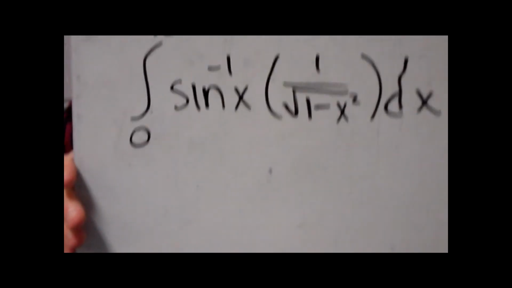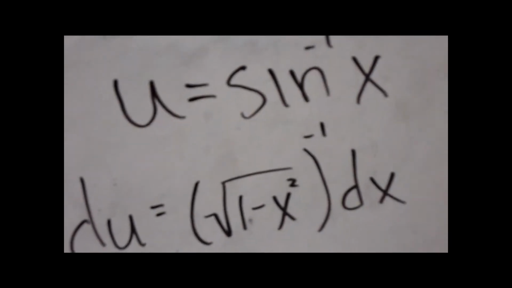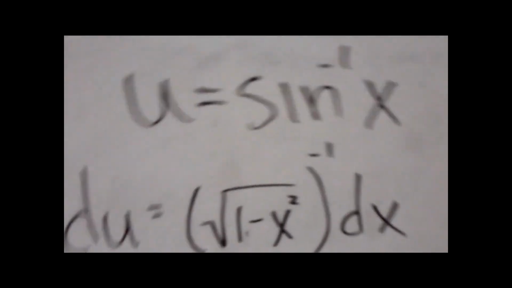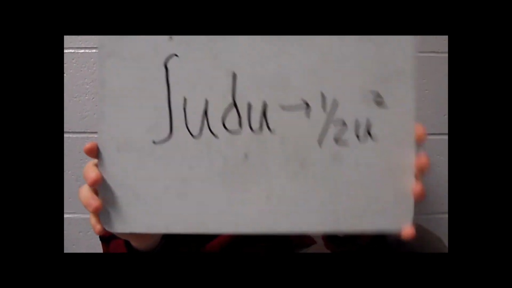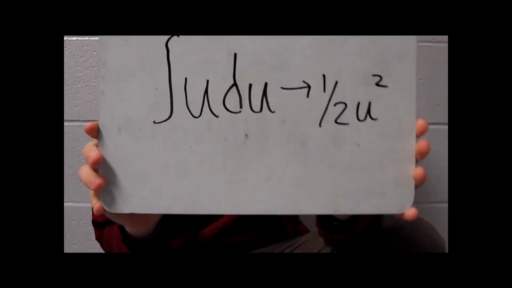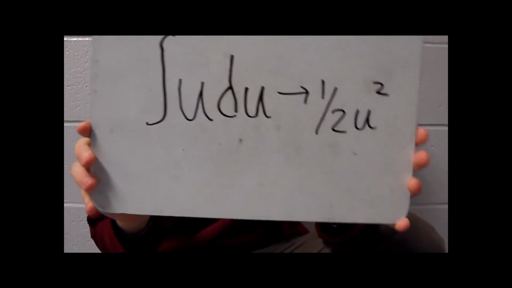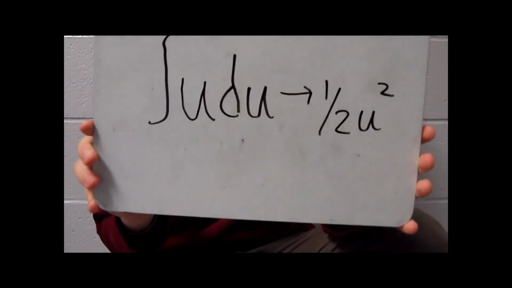This is the definite integral. So what we did was we took u to be the innermost part of the integral, and then we just took the derivative of u to get du. Okay, so what we did was we substituted u and du into the equation, and so we're left with the integral of u du. Then we just simply took the antiderivative to get 1/2 u squared.